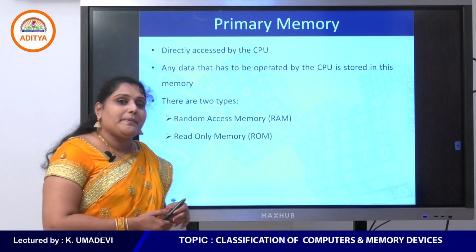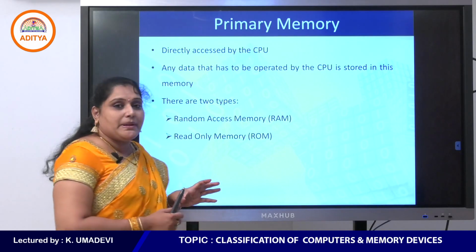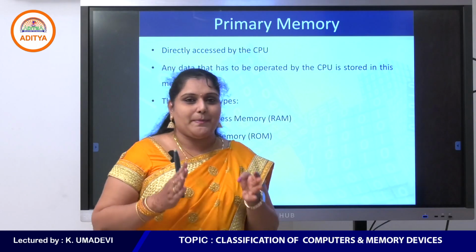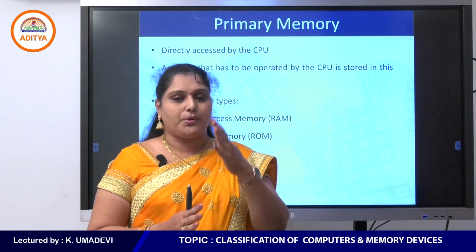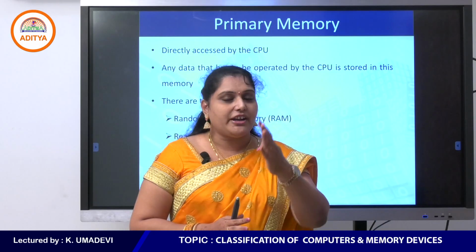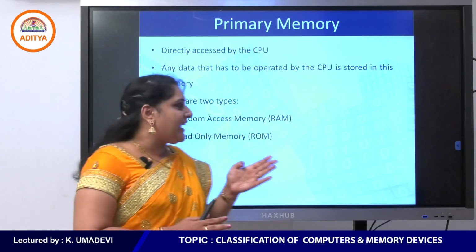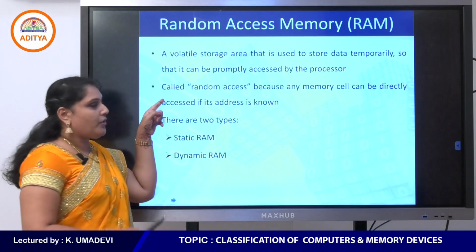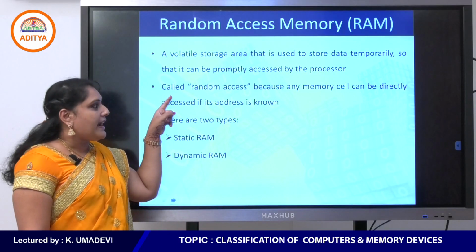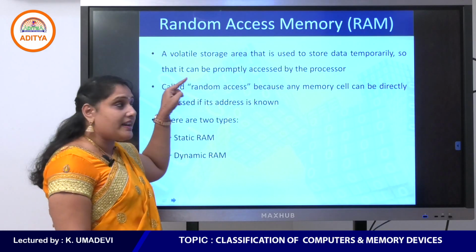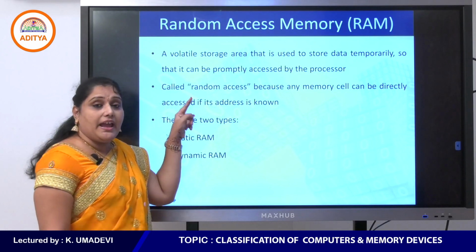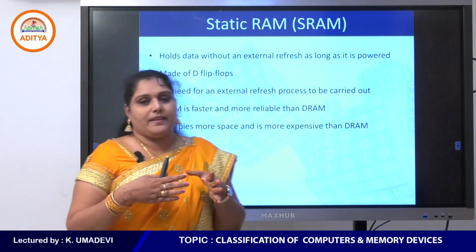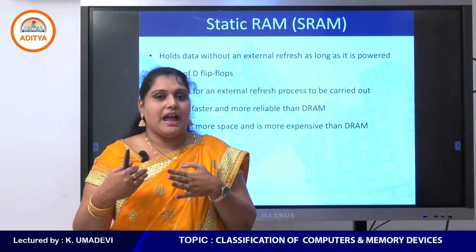So next one, primary memory. As we all know, primary memory is temporary memory, and there are two kinds of primary memory available: RAM and ROM, random access memory and read-only memory. But again, RAM has two types. So what is random access? This memory is called random access because any memory cell can be directly addressed. That is nothing but random access.